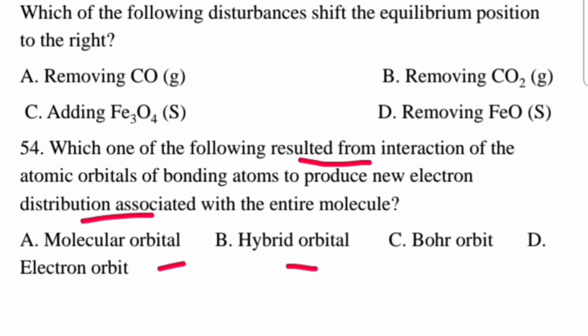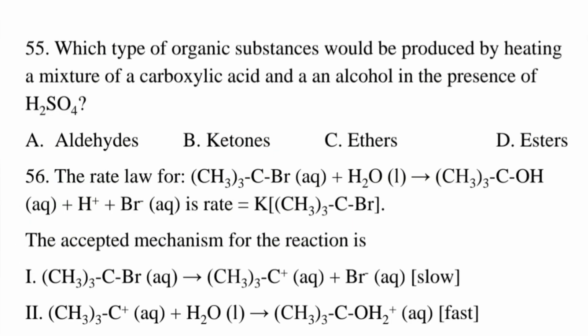Orbitals that are formed from the interaction of atomic orbitals of bonding atoms to produce new electron distribution associated with the entire molecule are called molecular orbitals. When these atomic orbitals add or combine, what is formed is called a molecular orbital, which creates a new electron distribution. So a molecular orbital results from the addition or combination of atomic orbitals by overlapping. So the correct answer is A.